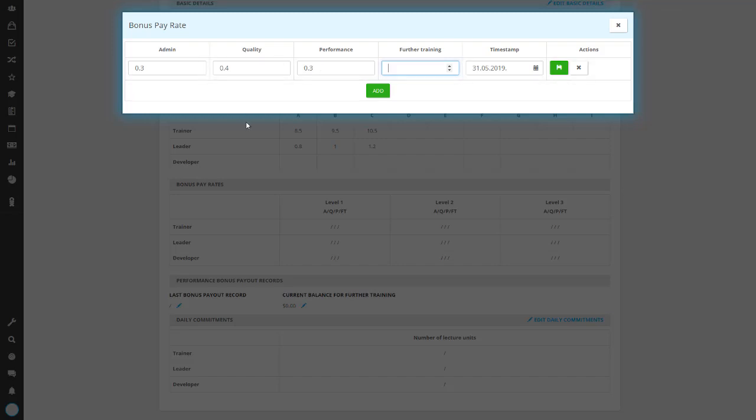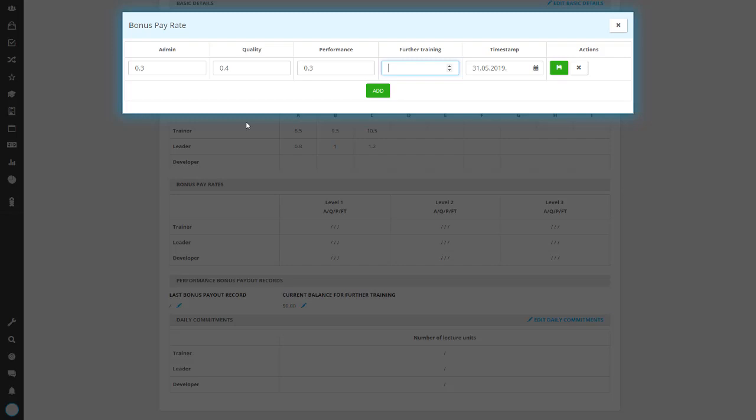Once again, at this point you should have a good understanding of what each of these stands for. Very briefly, admin bonus is awarded for successfully administrating the lesson in Ember within a given time frame, so filling out things like attendance, homework, lesson summaries, and whatever else you may require of your teachers. Performance bonus is awarded for reaching performance objectives on a monthly basis, and quality is awarded for following quality standards of your school.